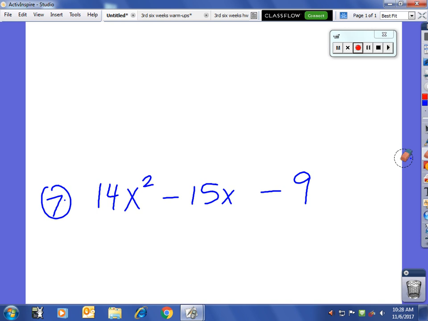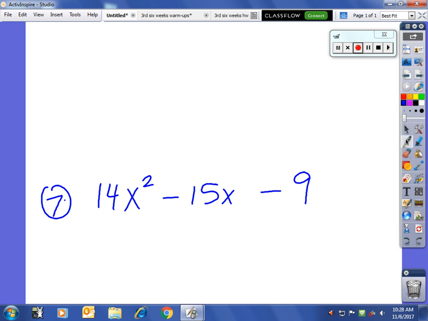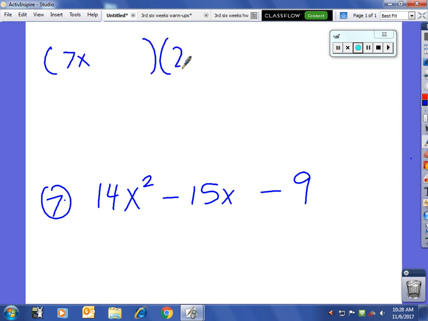Make a choice. Commit to something. I see some kids just staring. I'll make a choice for you. Start with 7x and 2x. 9 could be 9 and 1 or 3 and 3. I would start with 3 and 3.